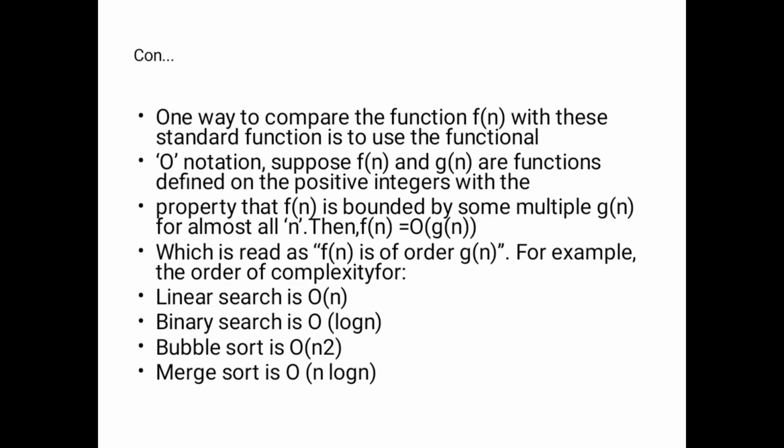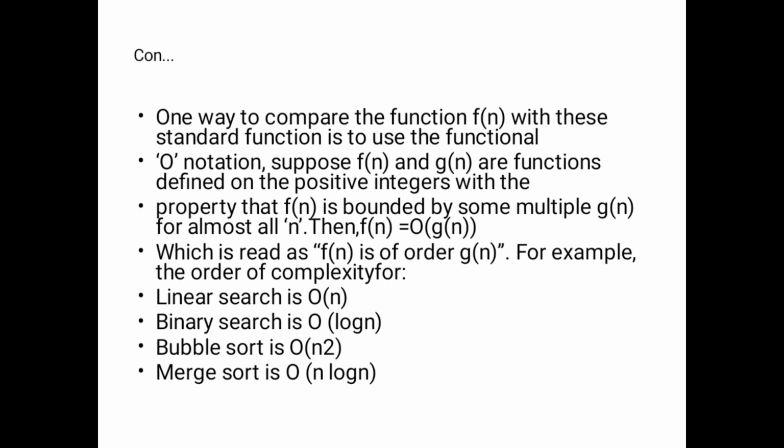One way to compare the function f of n with a standard function is to use notations. This notation is for the best case, this notation is for the worst case. We indicate that, and easily we can identify the algorithm. There are a number of algorithms. We take one problem, and for that problem we get many solutions, which means many algorithms. From those many algorithms we have to pick one algorithm that is efficient.